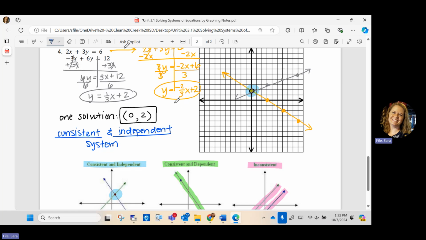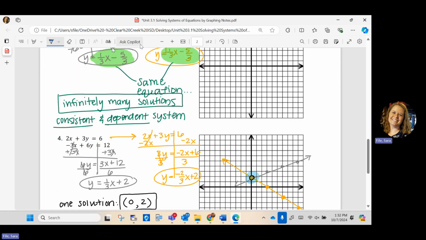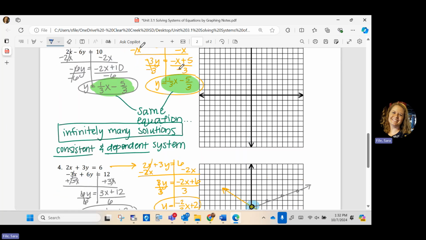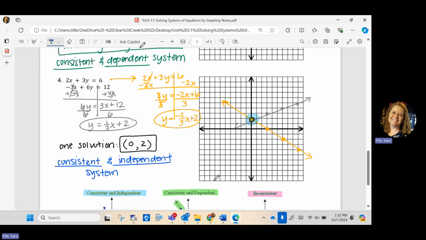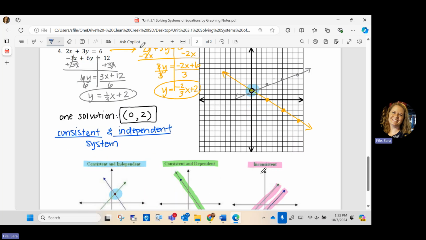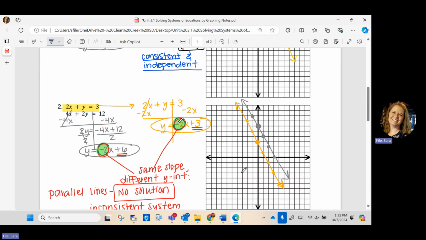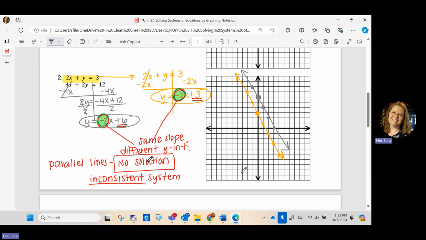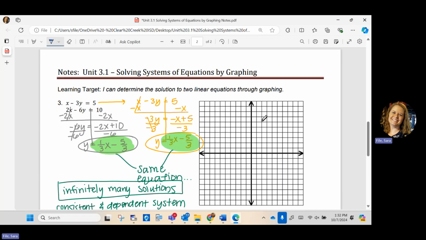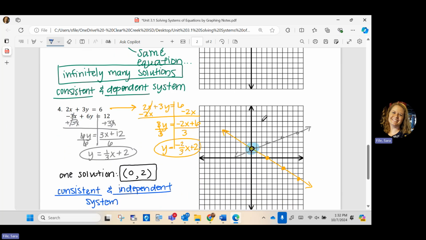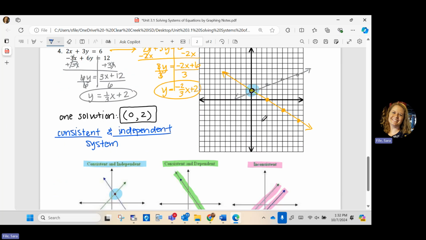If you can see from the equation that they're exactly the same, then you know there's infinitely many solutions. If you can see from the equation that they have the same slope but different y-intercepts, then you know they're parallel, which means there's no solution. Okay, so we didn't have to graph the parallel lines to know that, if you understand that parallel means same slope, different y-intercept.